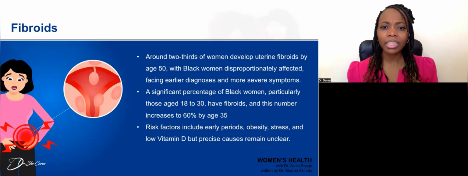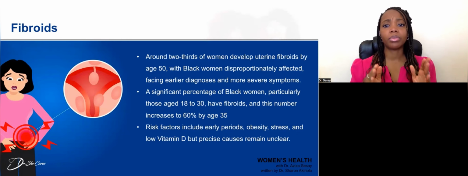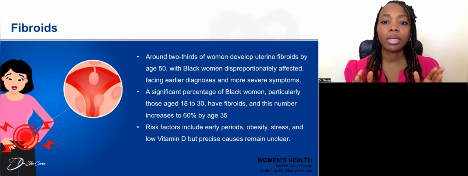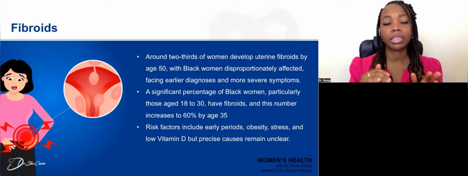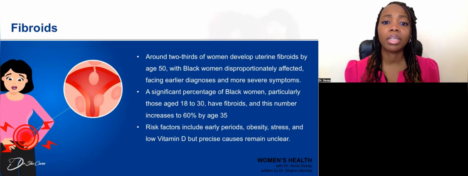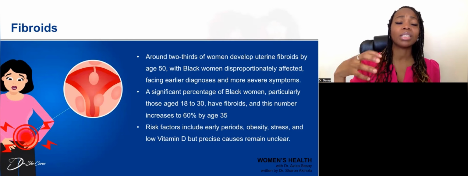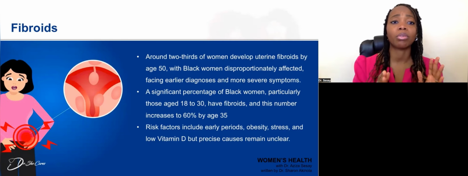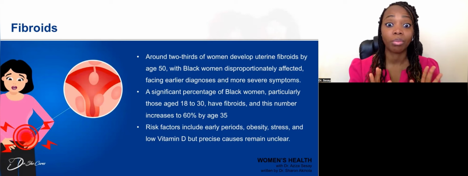Now, when we talk about the effects of fibroids in Black women, we have a much more significant percentage being affected between the ages of 18 and 30. And the number increases by the age of 45. So 60% of Black women by the age of 45 will have a fibroid.